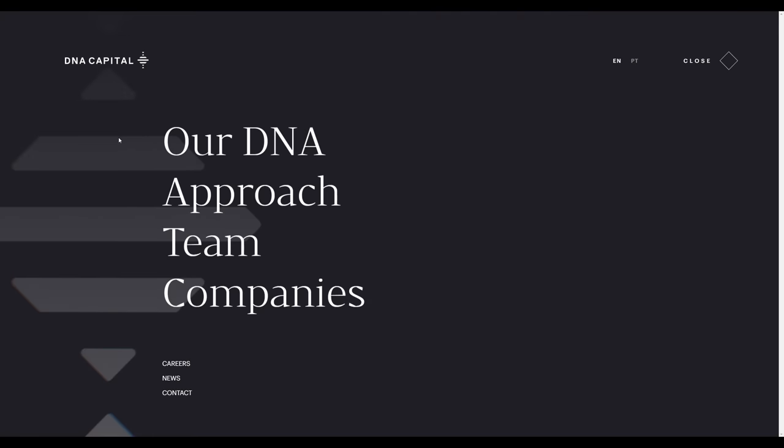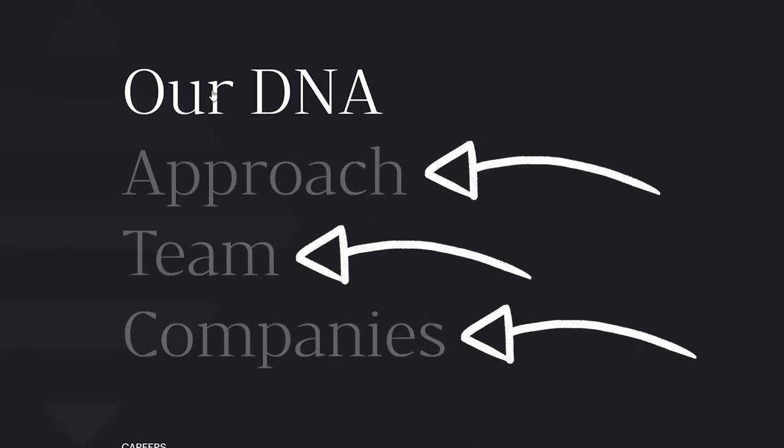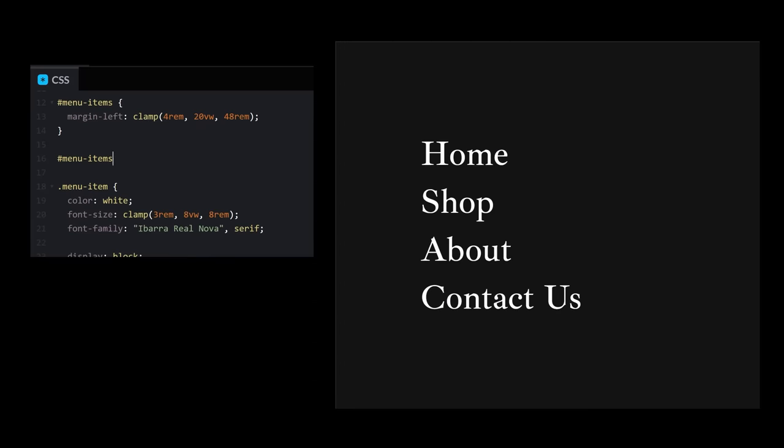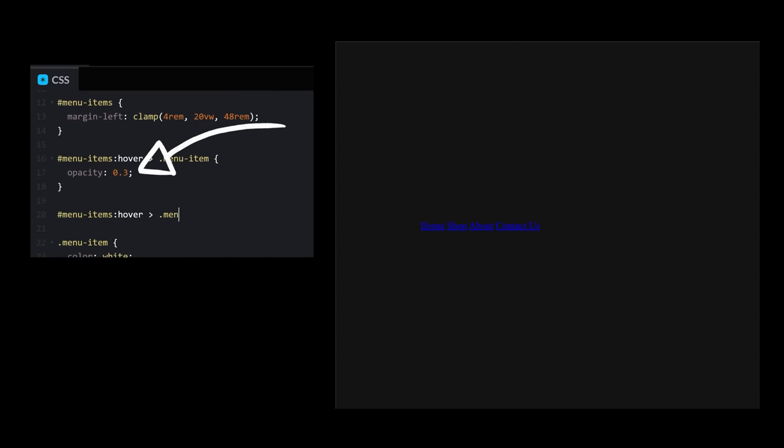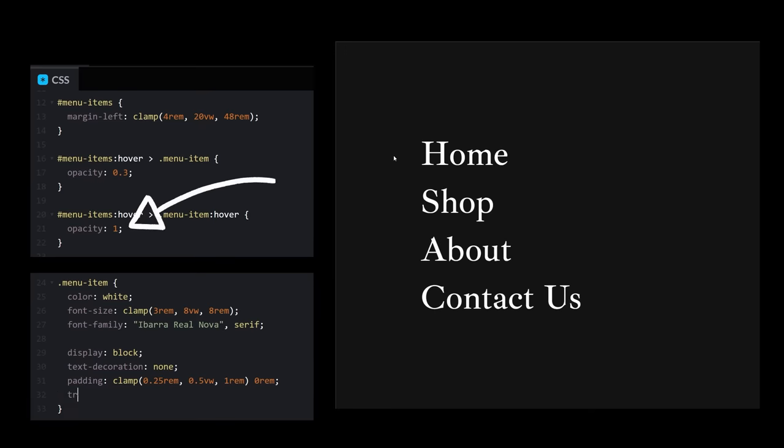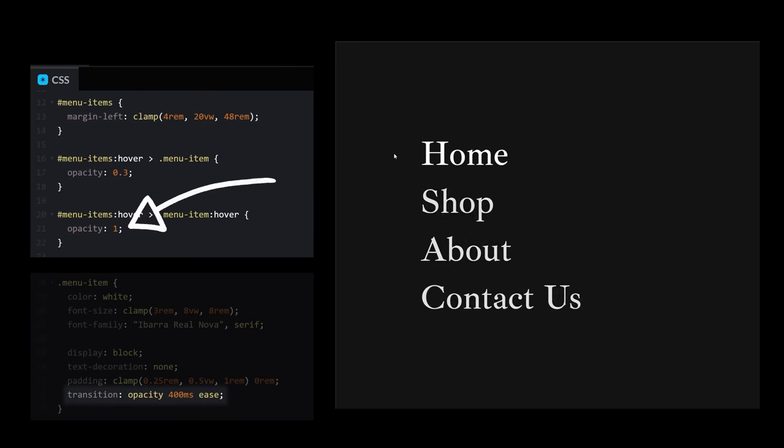The first step to fancifying our menu is getting the inactive links to fade out on hover. Let's reduce the opacity of all the links when our menu is hovered, then override this change for the currently hovered link by setting its opacity back to 1.